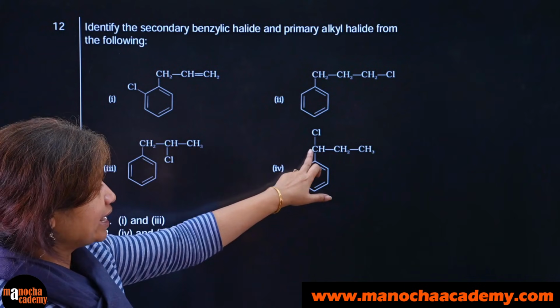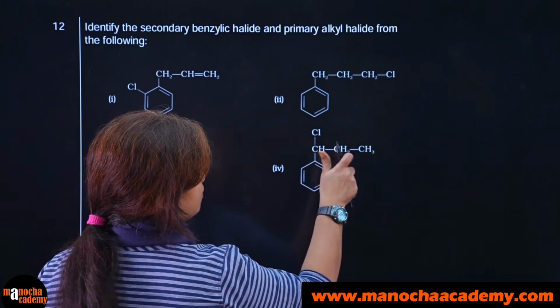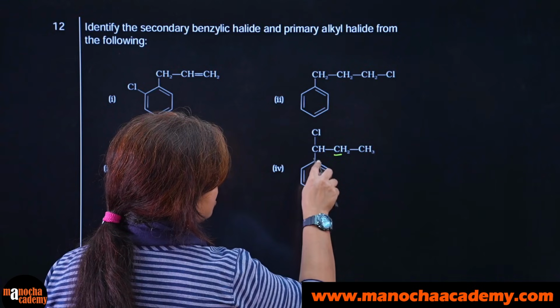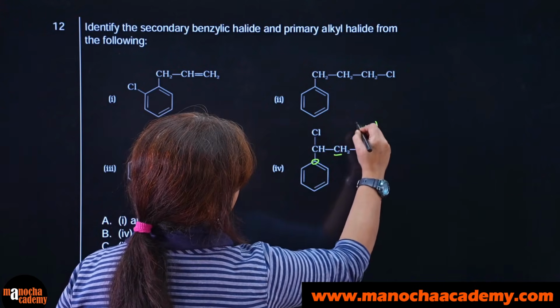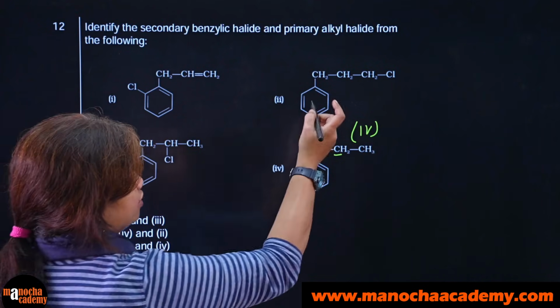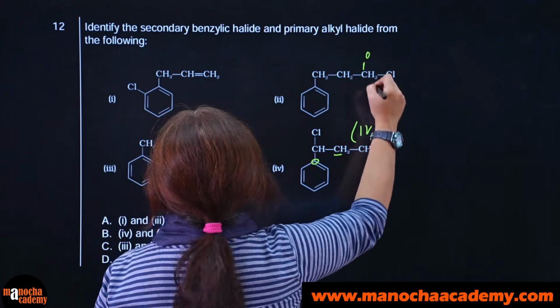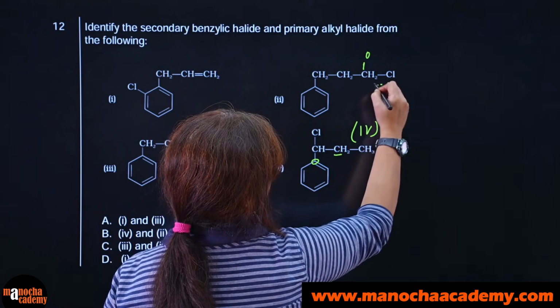And of course, this is a secondary one. You can see here. Why secondary? This carbon is bonded to one carbon here, one carbon here. So for the first one, it is 4. And primary alkyl halide, we have it only here. This is a primary carbon and this is a primary alkyl halide. So it is 2. So 4 and 2 should be the answer.